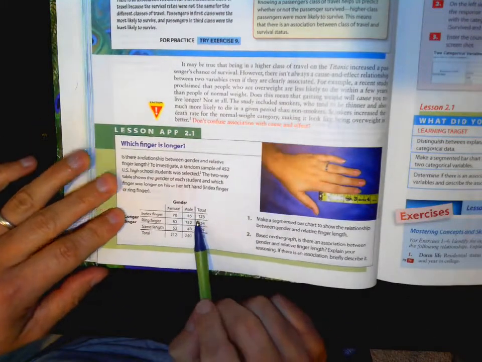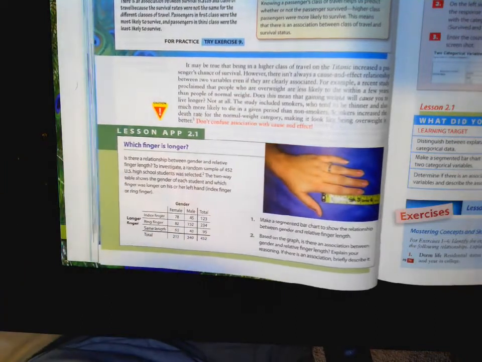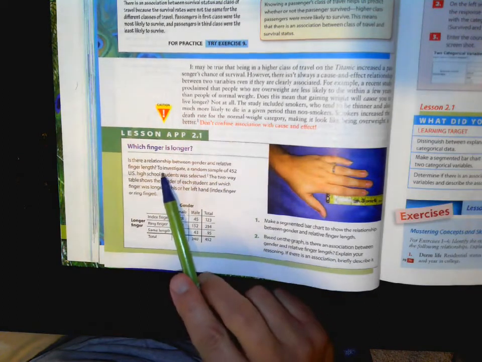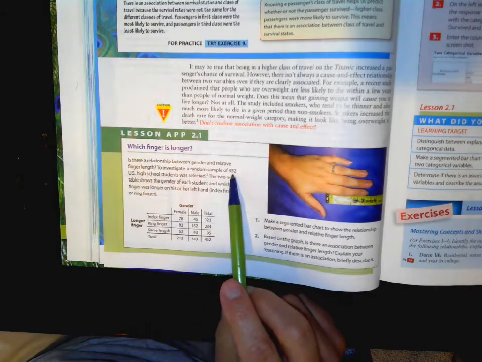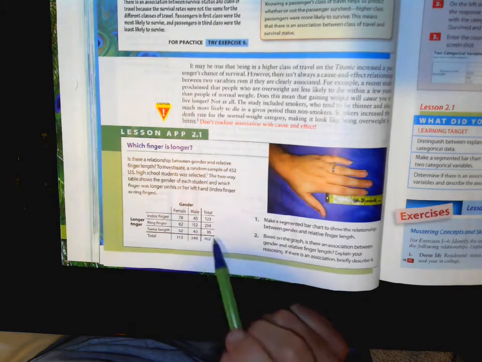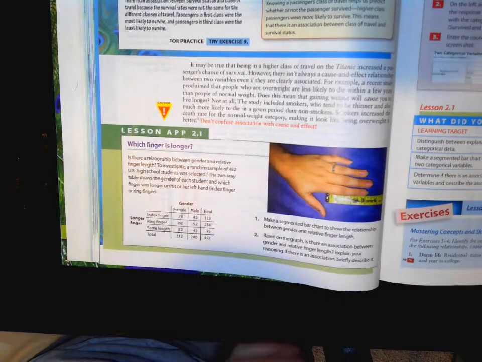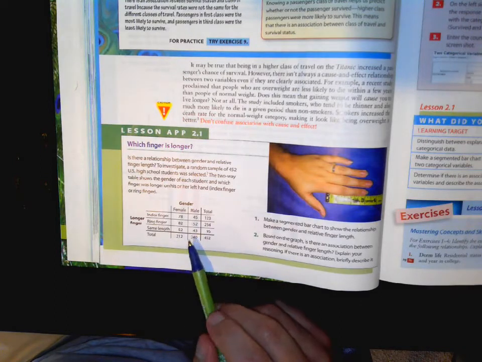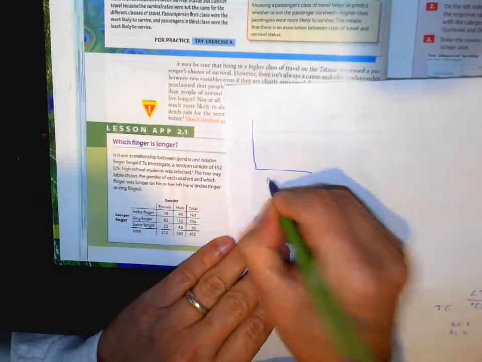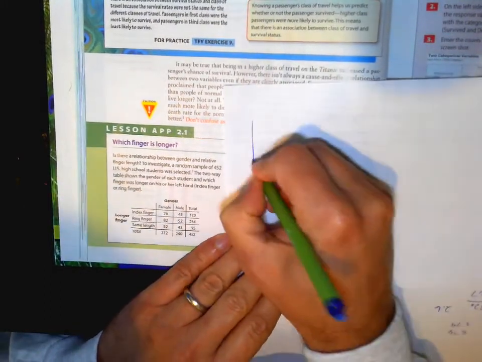So here's an example. I'll do one more example with you guys here. Is there a relationship between gender and relative finger length? Okay, so they took 452 people, high school students, and they made this table of how long their index and ring finger were, which one was longer, or if they were the same length. Okay, so let's make a segmented bar chart here. Okay, so we have our females and we have our males. I'm going to go by 20s again.